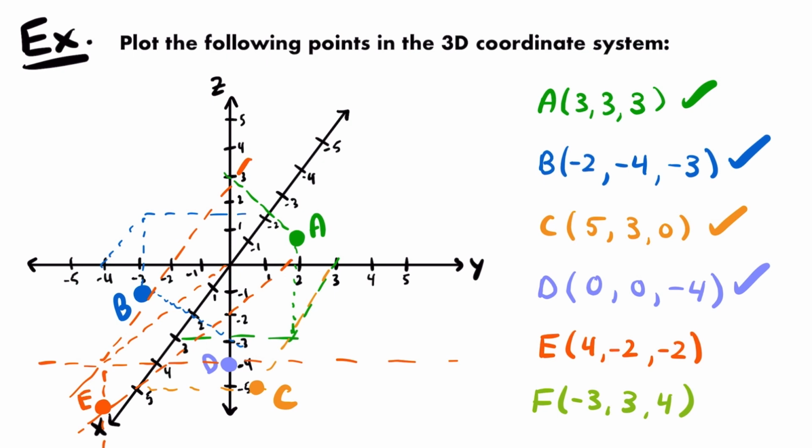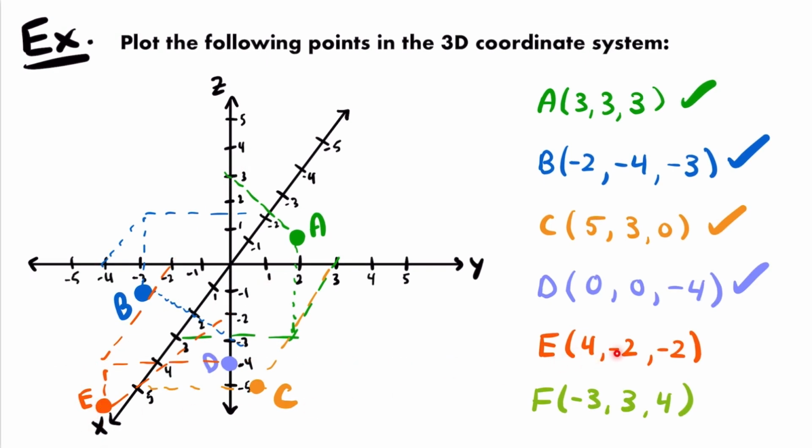So once again, I'm going to get rid of some of these extra lines so that we can really see where point E is. Point E is at the coordinates 4, -2, -2. So if we start at the origin, we move 4 in the x direction, -2 in the y direction, and then -2 in the z direction. So that's point E. Okay, so now we have one point left to plot, and that is point F.